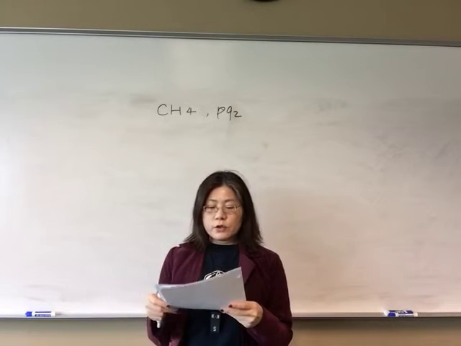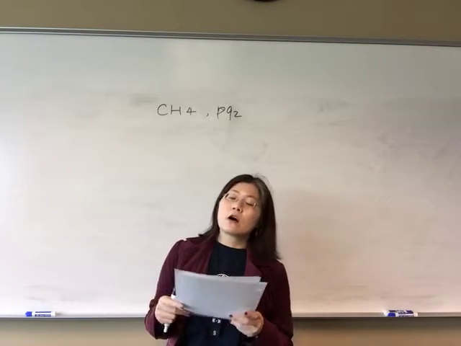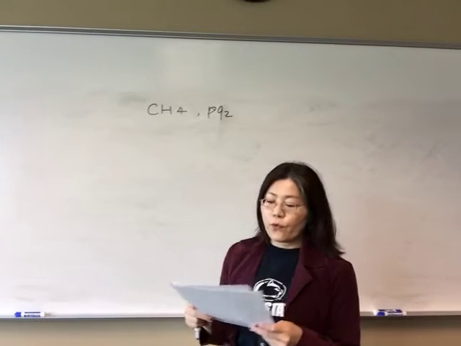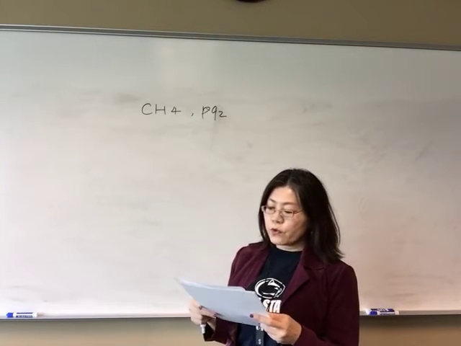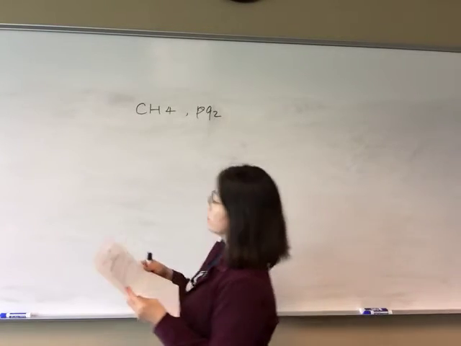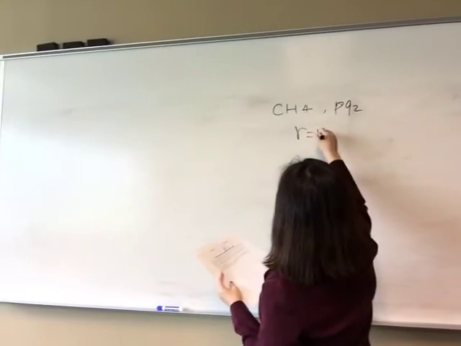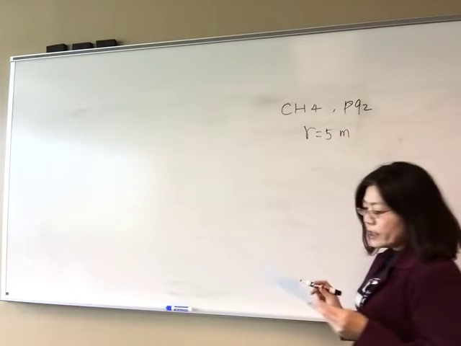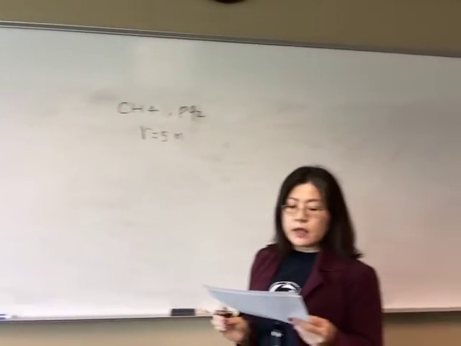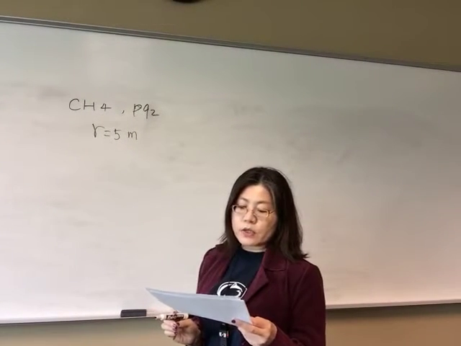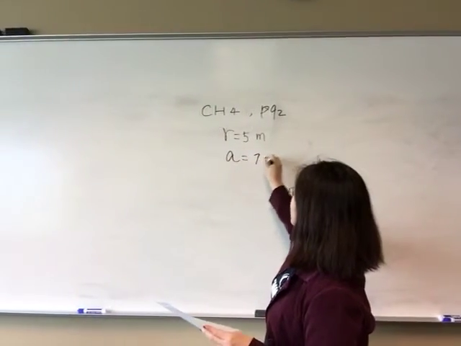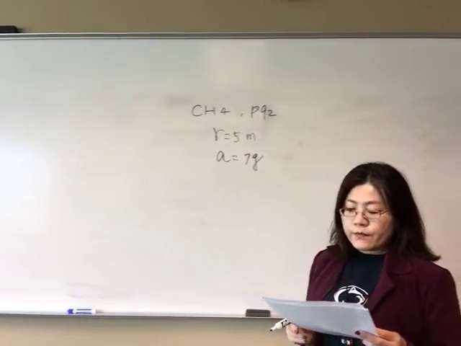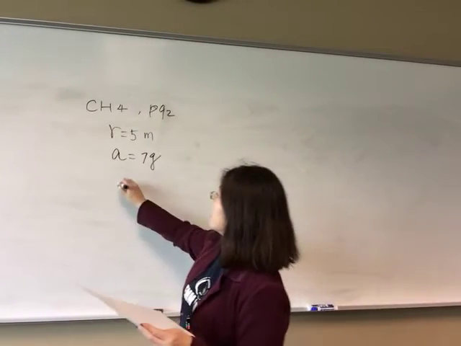Alright, so now we're going to do problem 92 from chapter 4. An astronaut is rotated in the horizontal centrifuge at a radius of 5 meters. So your R here is 5 meters. And what is the astronaut's speed if the centripetal acceleration has a magnitude of 7g? So your A here is 7g. And so you want to find the speed.